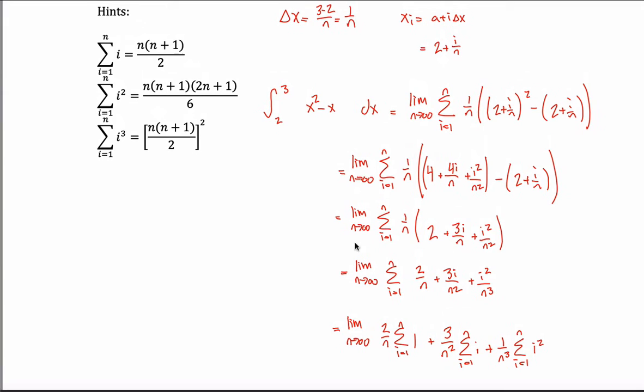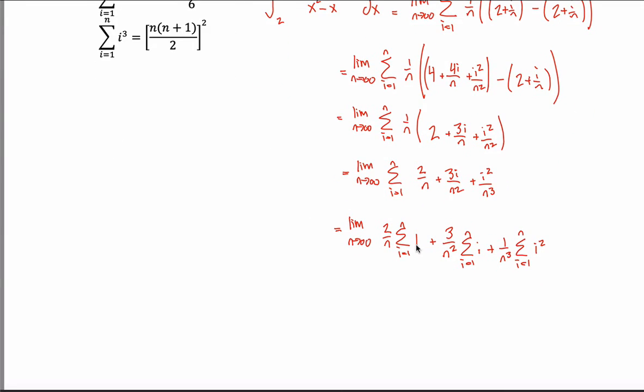This one and this one correspond to this and this formula. And then the sum from i equals 1 to n of the number 1 is just n, because we're adding up n copies of this number 1. So my first term, I still have the 2 over n, and then this sigma changes into this n. For my second term, I still have the 3 over n squared, but then this sigma changes to n times (n plus 1) over 2.